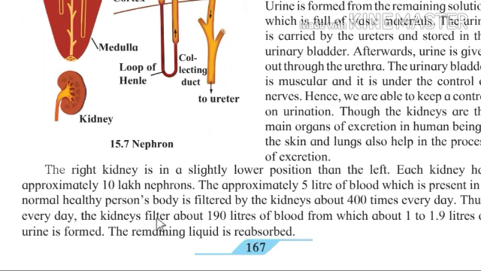Each kidney has about 10 lakh nephrons. The approximately 5 liters of blood present in the human body is filtered by the kidneys about 400 times every day. Thus, every day the kidney filters about 190 liters of blood, from which only 1 to 1.9 liters of urine is formed. The remaining liquid is reabsorbed.